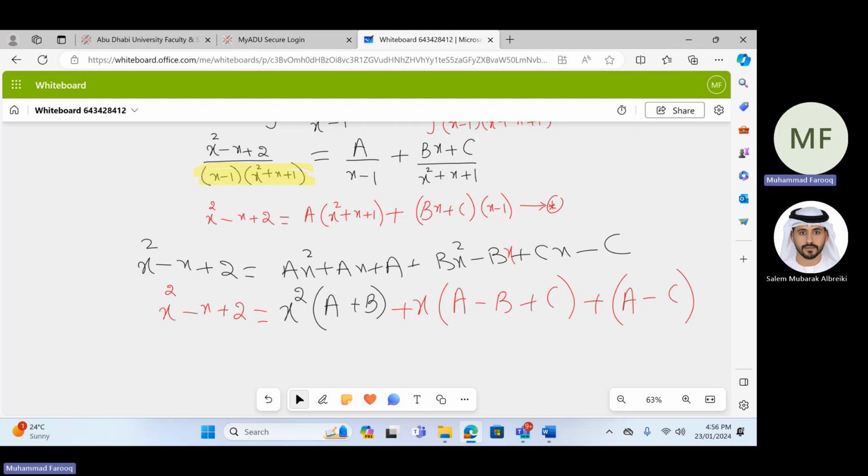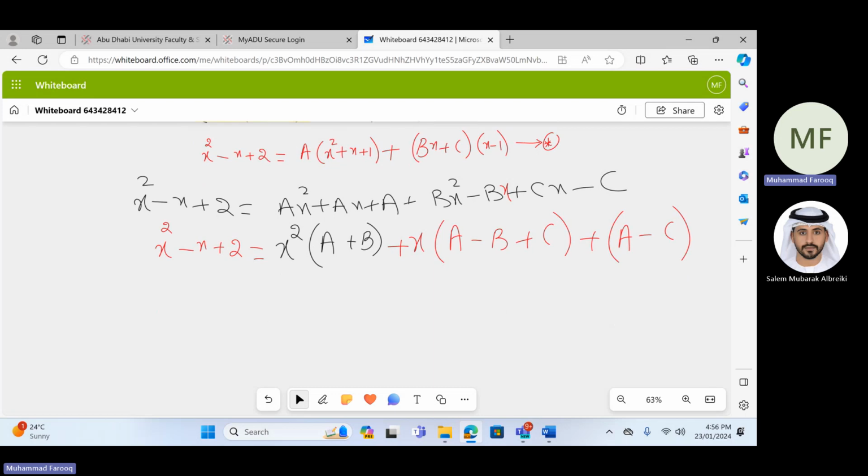Basically, now we compare the coefficients. I remember we wrote A, B, C. Look at here. This degree, how much? 2, square. What is the coefficient here? A plus B. The other side is also degree 2. What is the coefficient here? You took the same power together and took them as a common. Yeah, exactly.